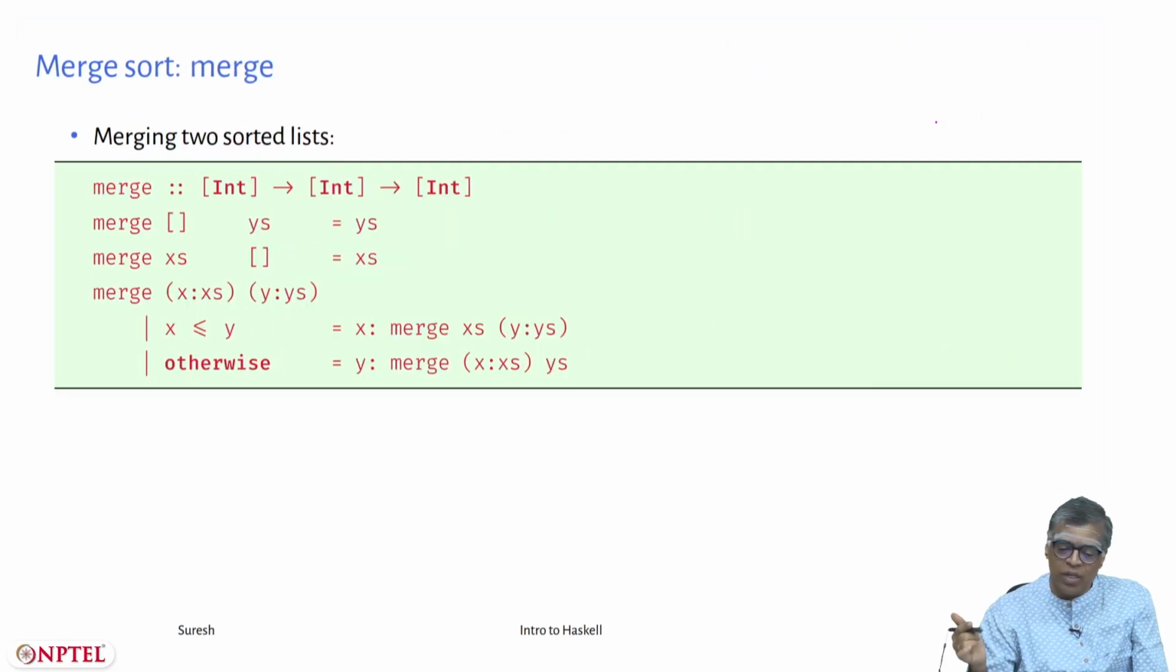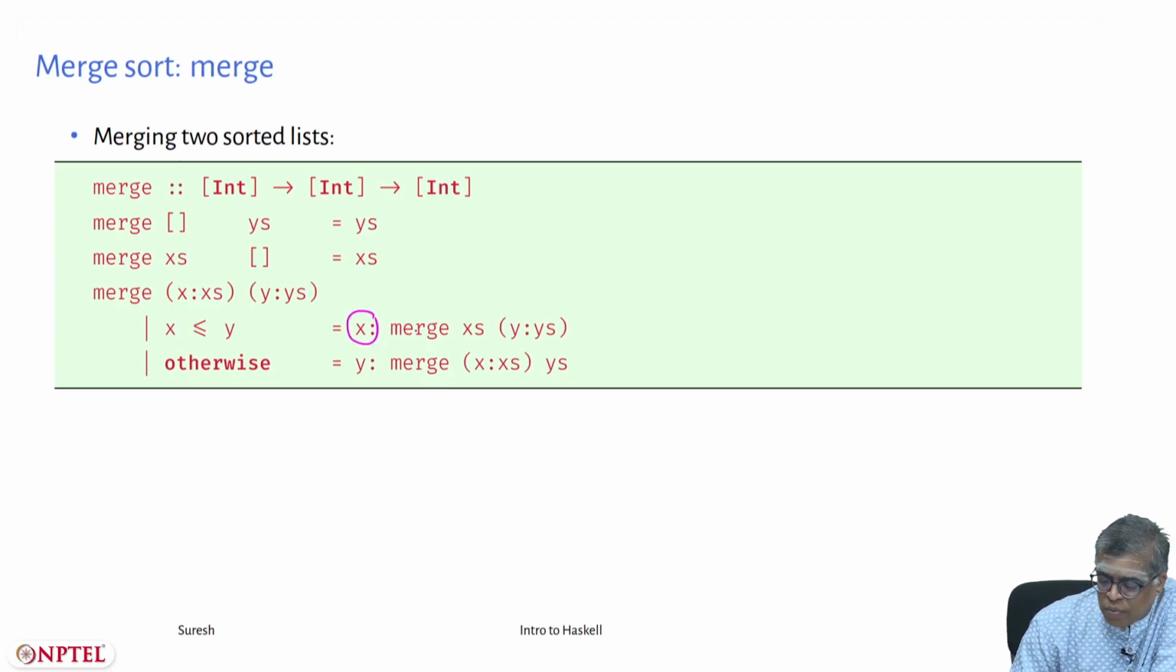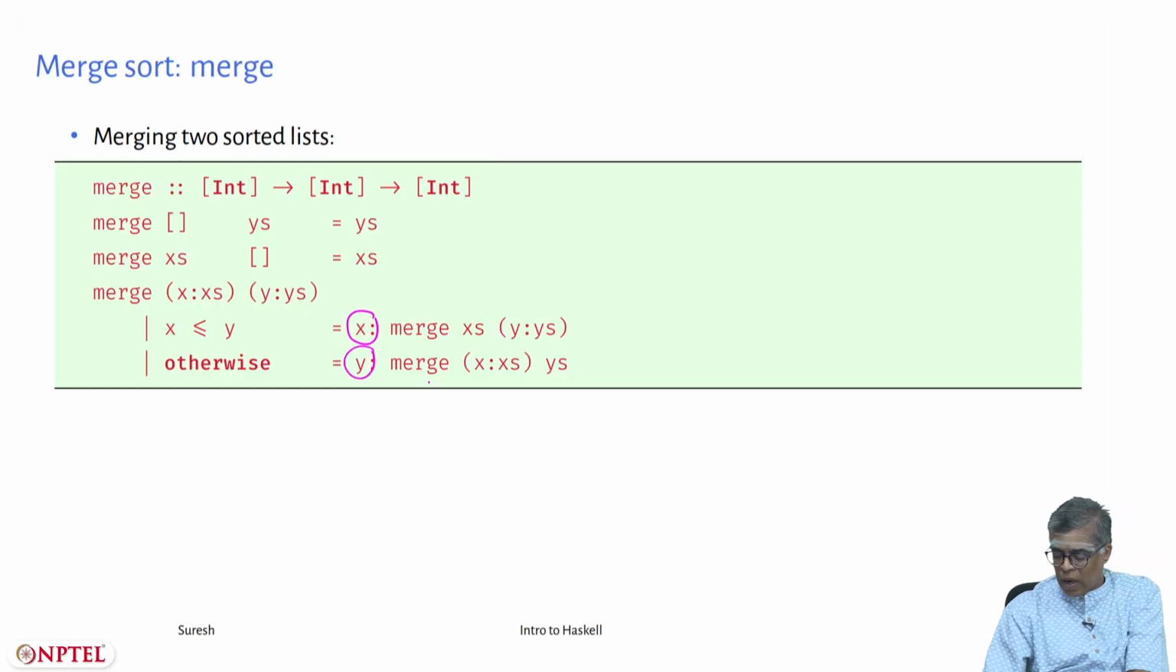Let's actually program this. So merge of empty list ys is just ys, merge of xs and empty list is just xs. Merge of x followed by xs and y followed by ys, as I told you, compare x and y. If x is smaller, you put x as the head of the output and you merge xs with y colon ys. Otherwise, you put y at the beginning and merge x colon xs with ys. Okay, that is merge.